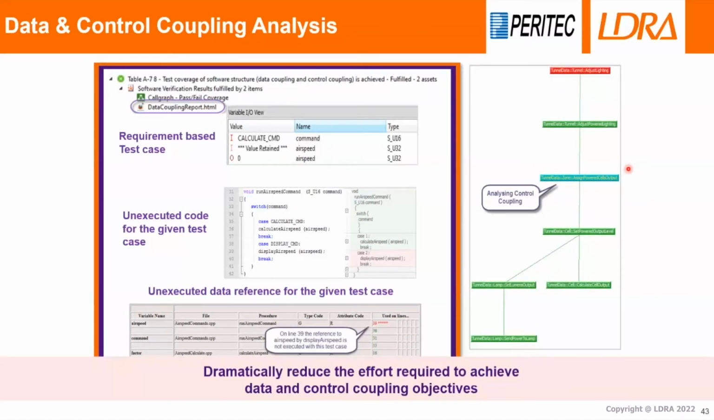So data coupling analysis is to ensure that when you perform a requirement-based test, there shall not be any unused data items. So we have the data coupling report, which will show you whether there is an unused data item. You can see here in red color, the unused data items will be available here, which is pointing to a function. So within this function, after performing a requirement-based test, one of the cases is not executed, and the variable name is airspeed. So airspeed in case 2 is not executed, which is an unused data item.